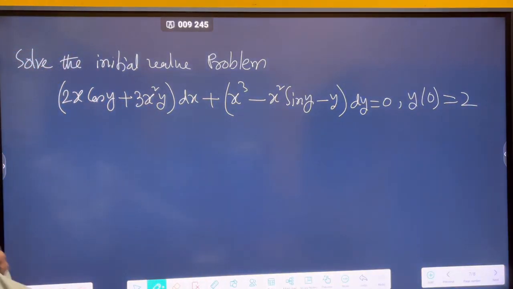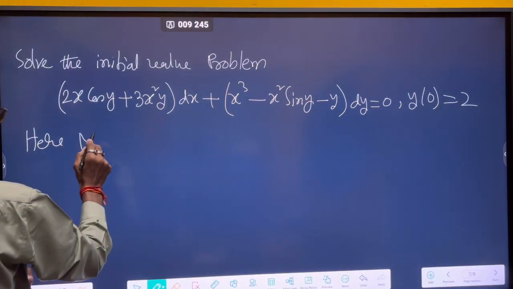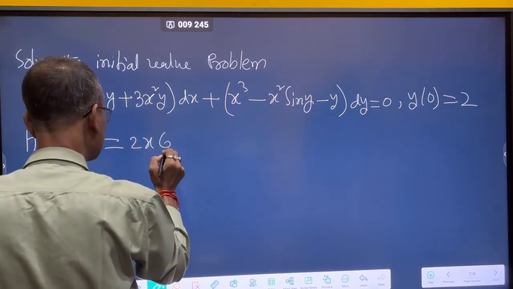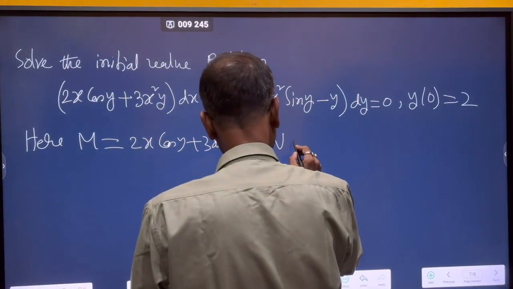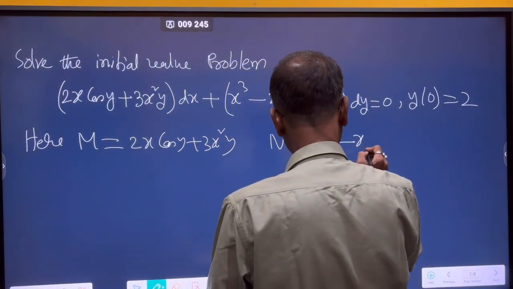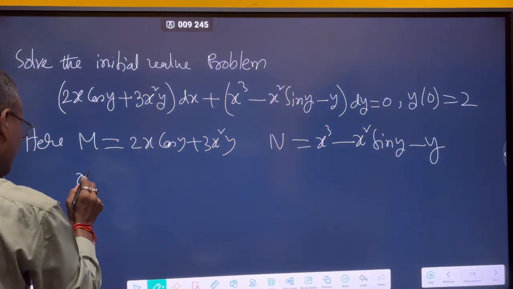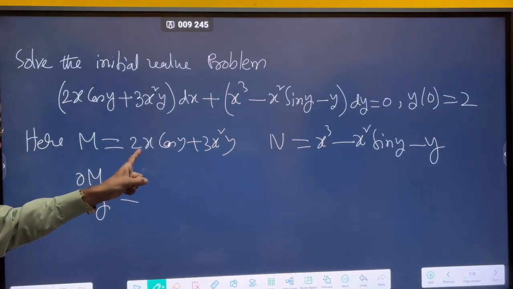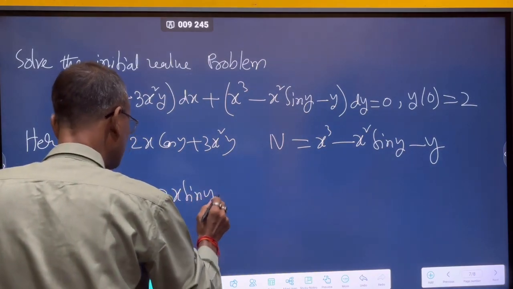Look at this. In this problem you see, here M, meaning M of xy, equal to twice x cos y plus thrice x square y, and N equal to x cube minus x square sin y minus y. Del M by del y, with respect to y treating x as constant, will be twice x minus twice x sin y.